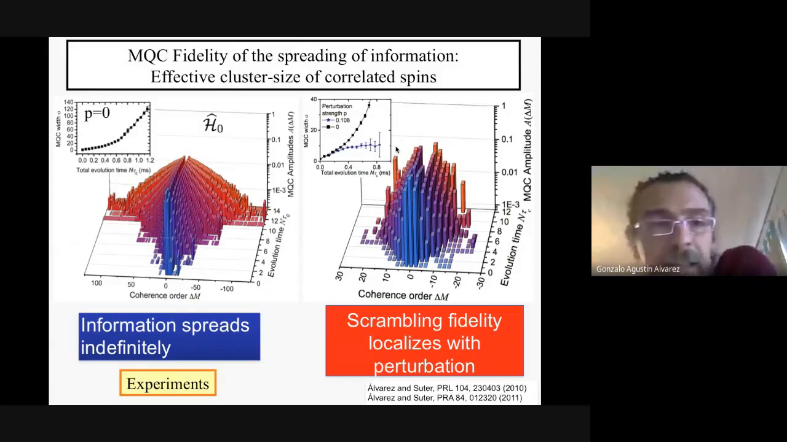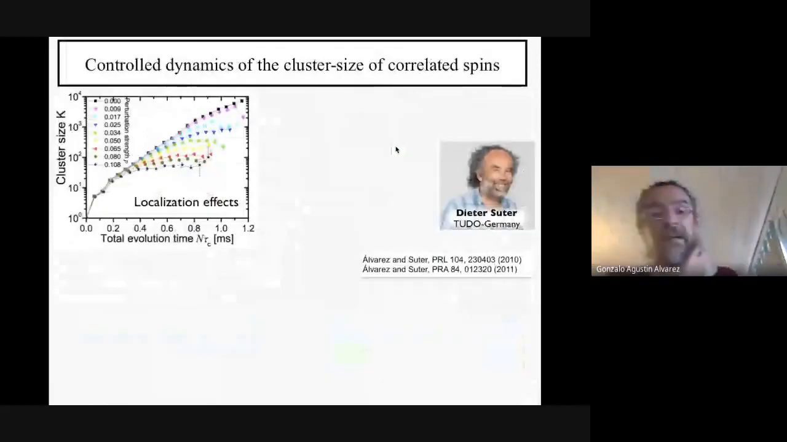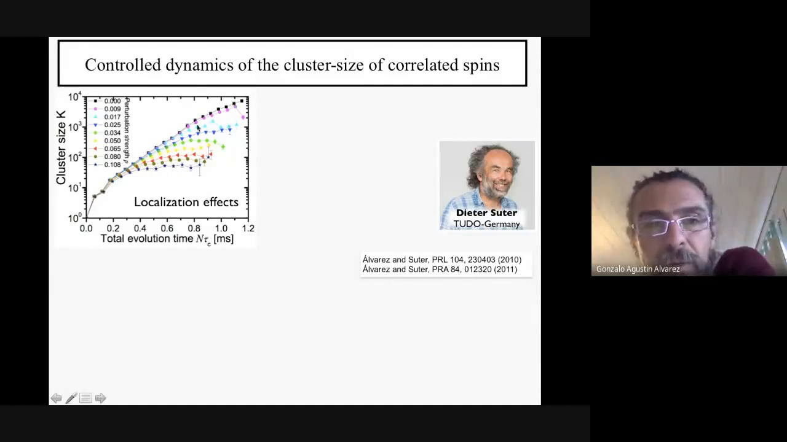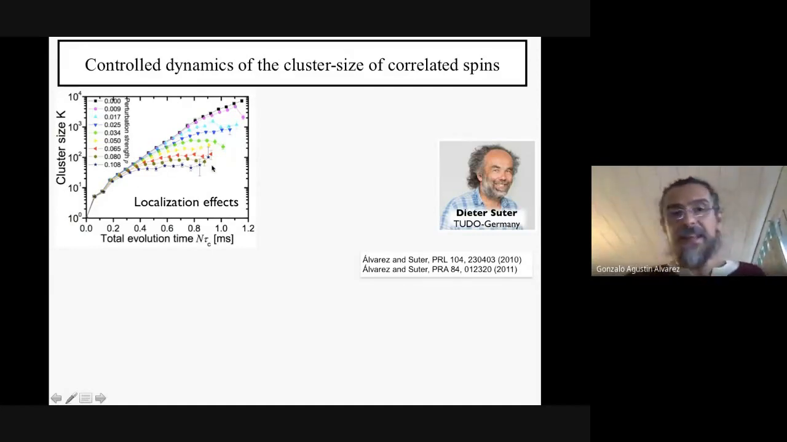So now, putting it into numbers, as before there was a question. Now we extract the number of correlated spins as a function of time. Different colors are different perturbation strengths. When the evolution is ideal, we can see that the cluster size increases indefinitely as a function of time. In principle, there are no bounds. But if I have a perturbation, we can see that there are localization effects that increase as a function of the perturbation.